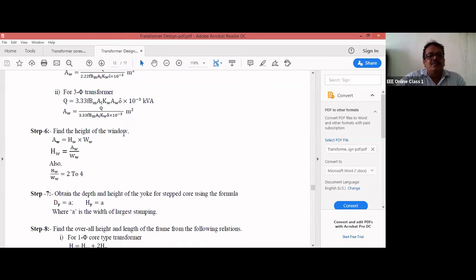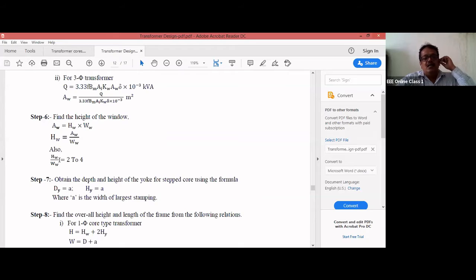Find the height of the window. So the area of the window is nothing but the height of the window into the width of the window. So from that I can find out the height of the window. Also, the ratio of the height of the window to the width of the window lies between 2 to 4. We discussed this theory, I think, in the previous class. The height of the window to the width of the window is 2 to 4. Normally, you are going to take the in-between value, that is nothing but 3.